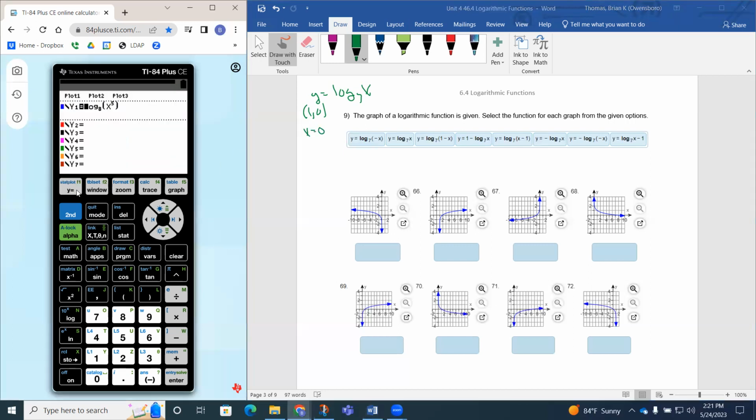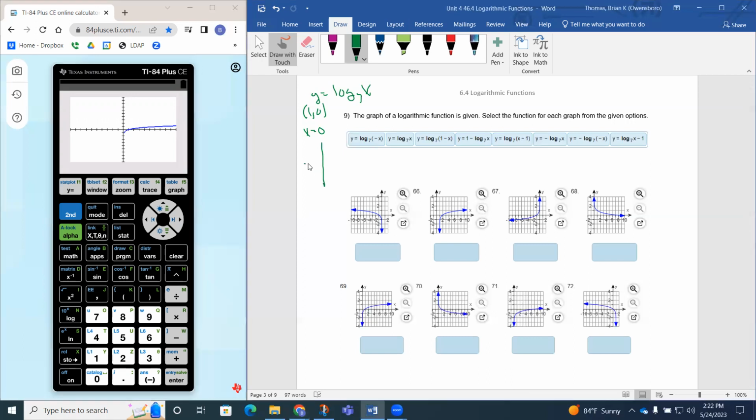So if I hit y equals, if I come across here and change that to a 7 and take the 5 out of there, we'll just put an x there and see if that takes it. So if we graph that, notice how this is going to be the graph of the parent function. So it's going to look like this.